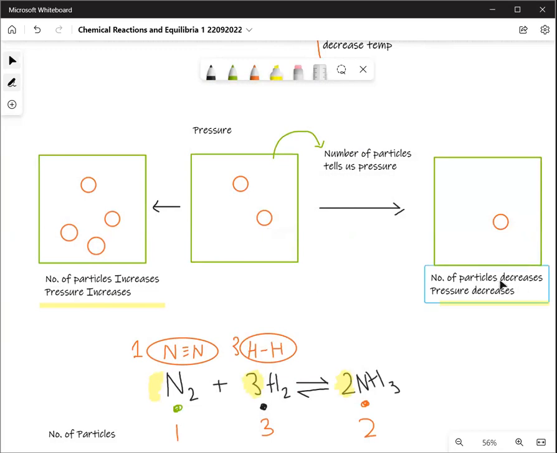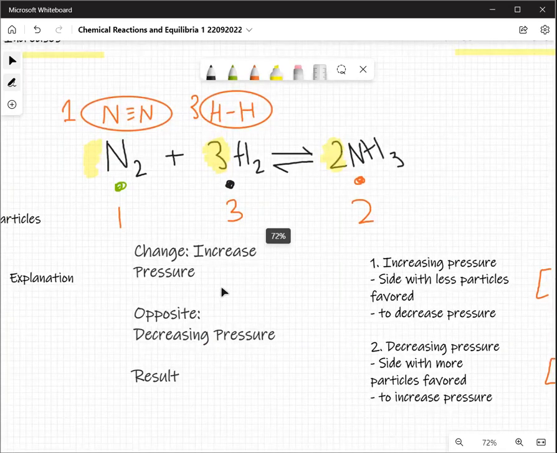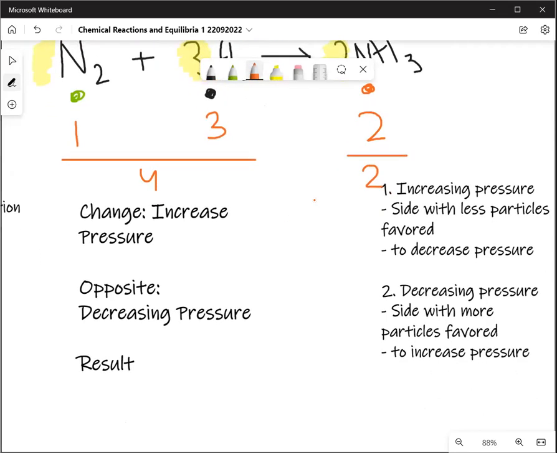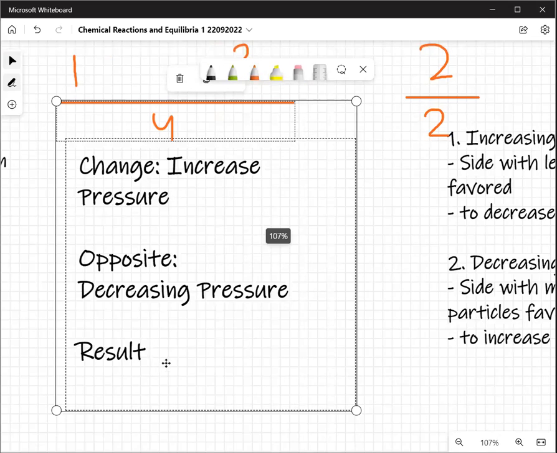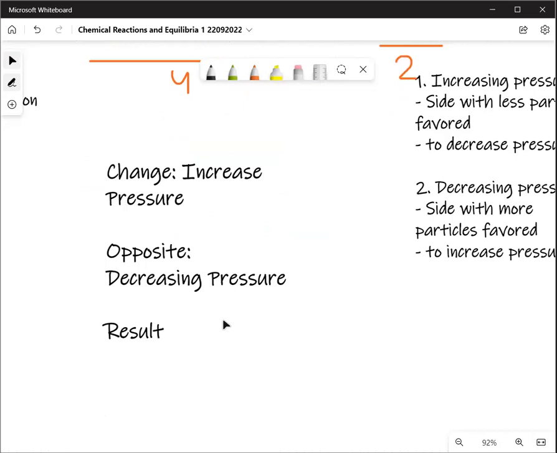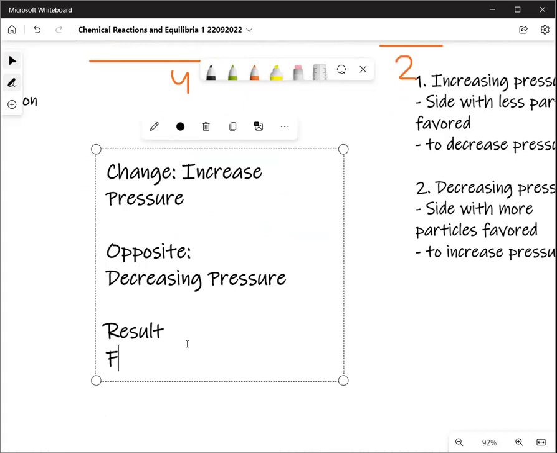Now which of these sides on the reaction has fewer particles, the reactants or the products? On the left side we have 4, on the right side I have 2. So which side has fewer particles? The right side. So in this case the reaction will go forwards. Why? Because the result is to favor the side with fewer particles.